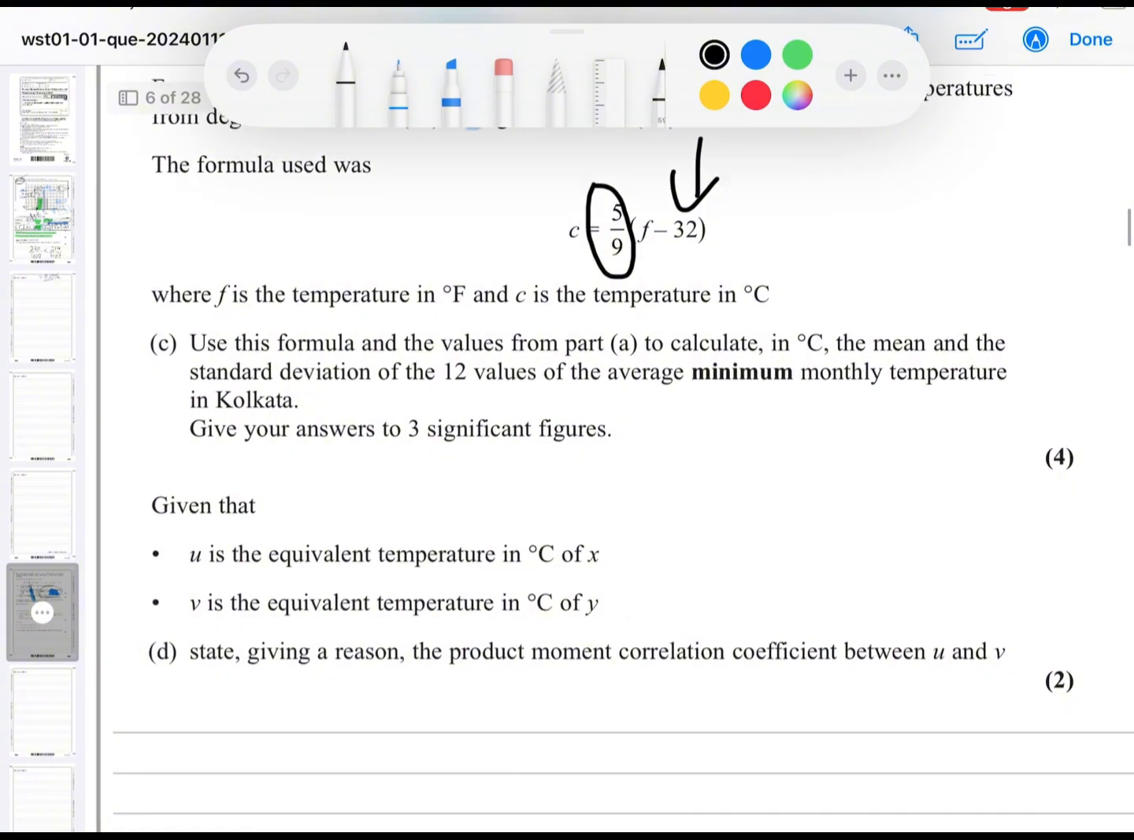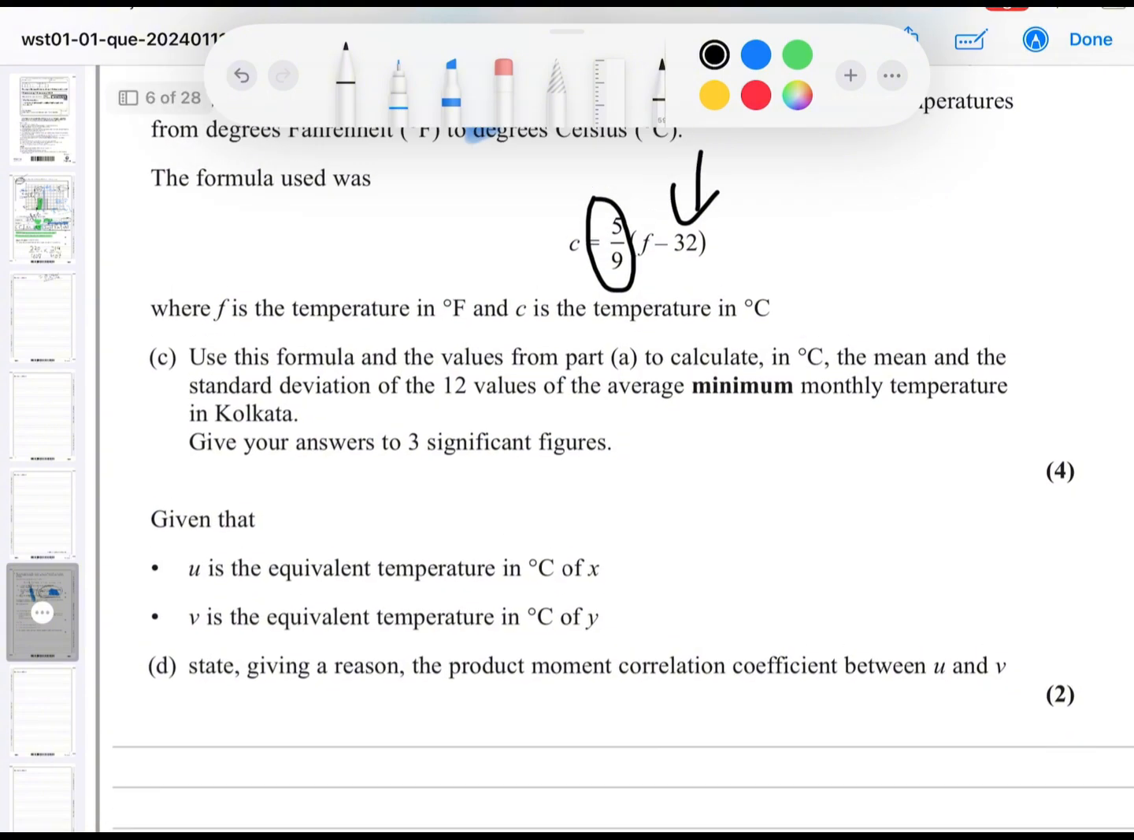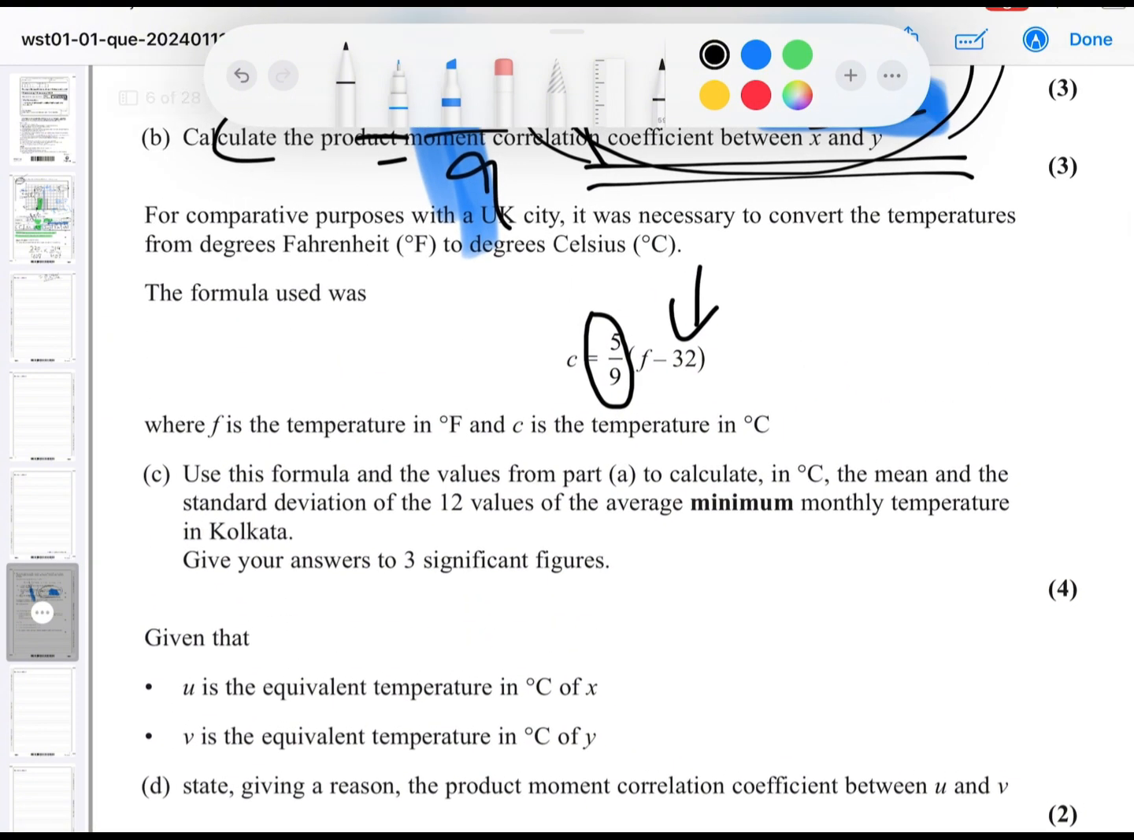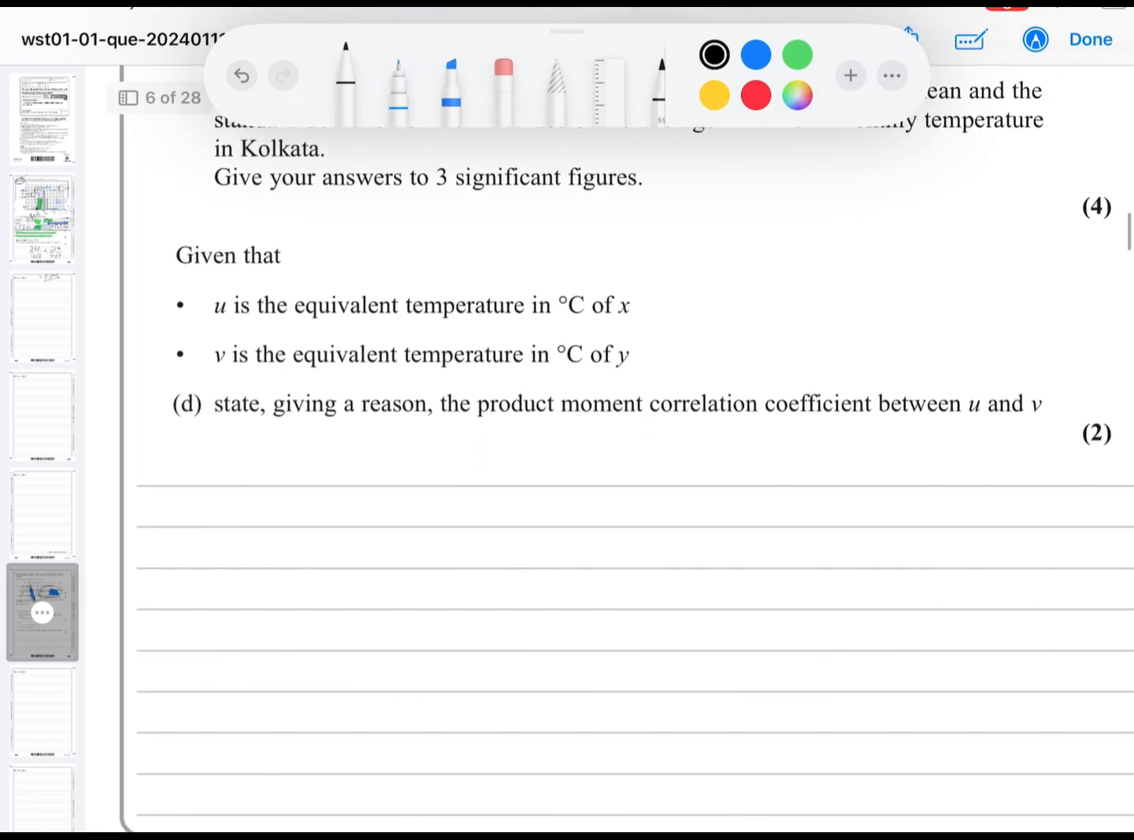This one is done, part C is done. Now we are doing part D. Given that U is the equivalent temperature in degree centigrade of X and V is the equivalent temperature in degree centigrade of Y, state, giving a reason, the product moment correlation coefficient between U and V. Now we know that the correlation coefficient was 0.8489.